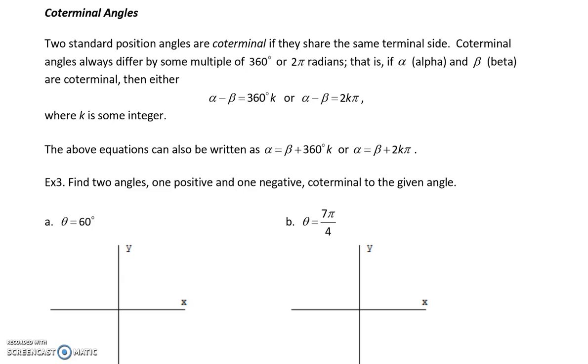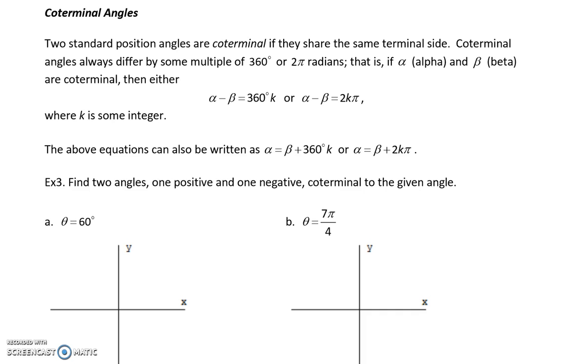Continuing now with the section 5.1 notes, we're on page 3. We'll now look at the topic of coterminal angles. This actually is another topic of quite a bit of importance as we look more closely at the trig functions later on. Two standard position angles are coterminal if they share the same terminal side.